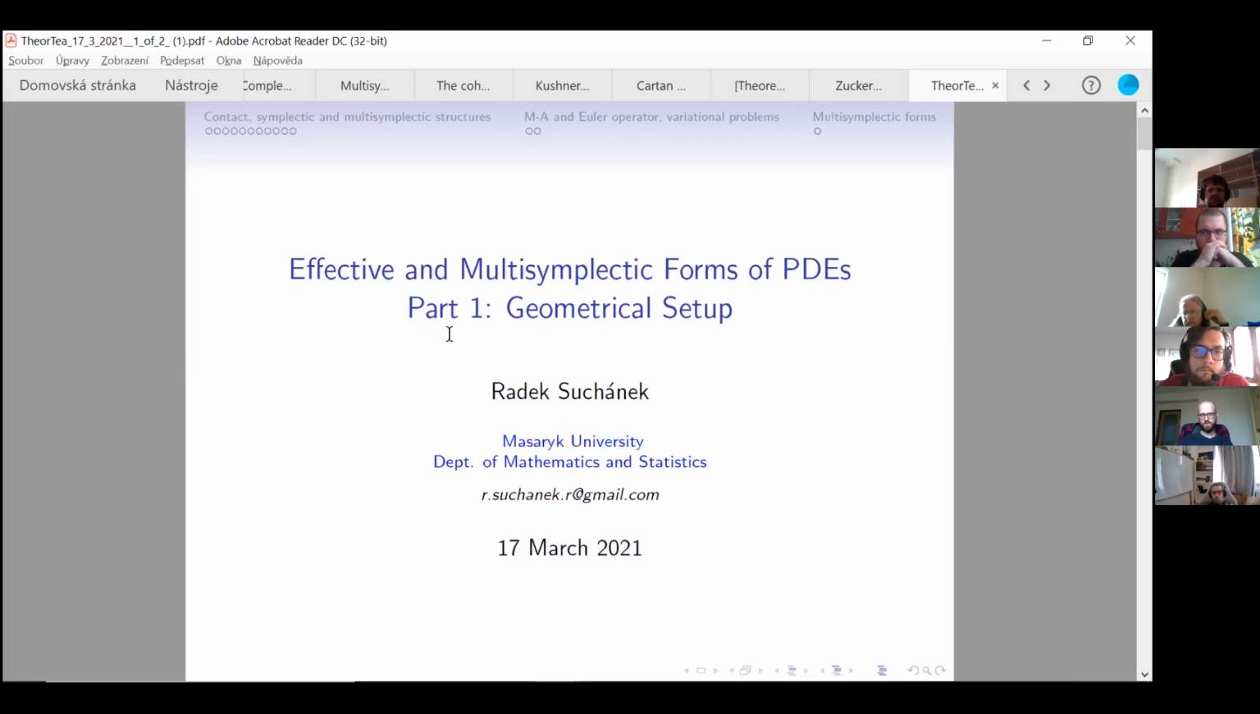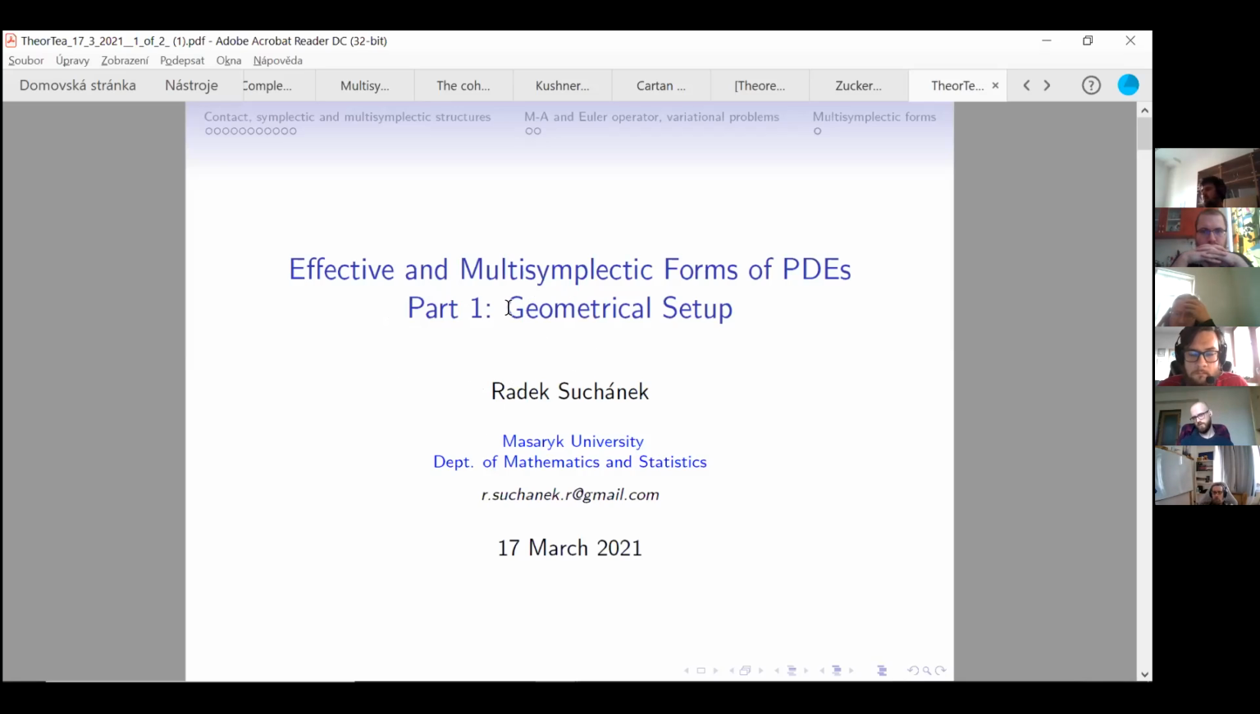So in the first part, we will see the basic geometrical setup. We will recall some basic notions. I assume a lot of those things are known to everybody, but just to be on the safe side, we'll recall almost everything that we need. And then in the second part, we will use the constructions and the tools described in this first part to apply them to specific partial differential equations and see how they can be employed.